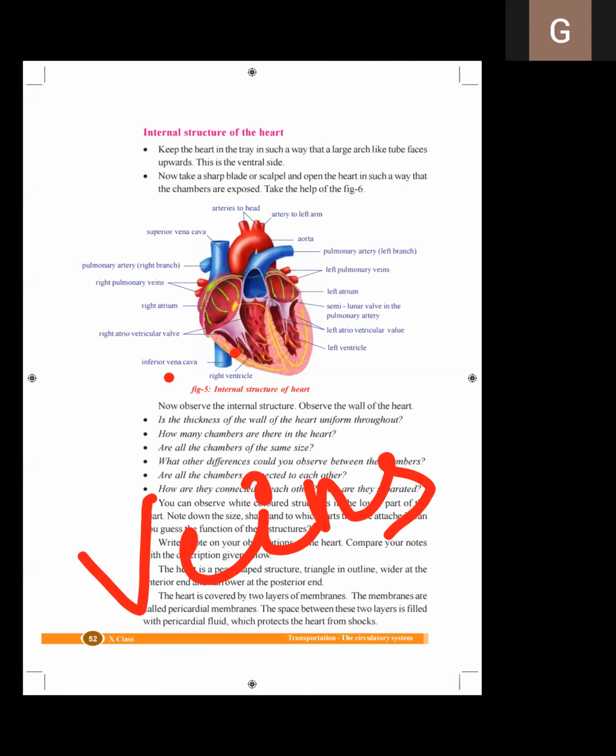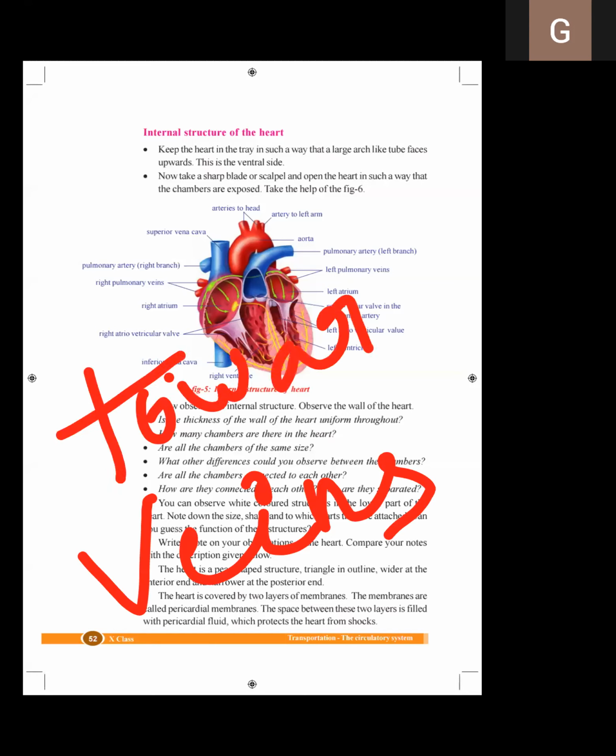These are the second type of blood vessels. These veins carry the blood towards the heart. So keep these two points in mind. The function of arteries is to carry the blood away from the heart. The function of the veins is to carry the blood towards the heart. Okay.